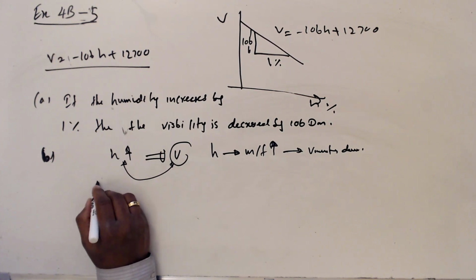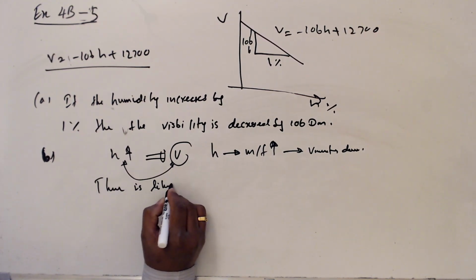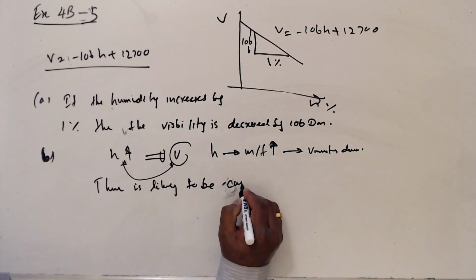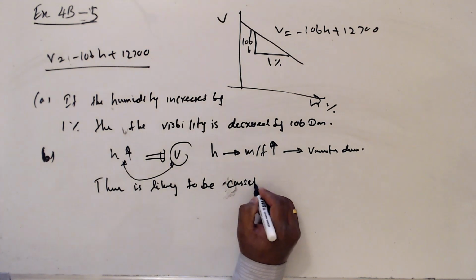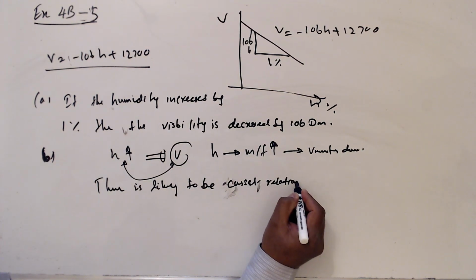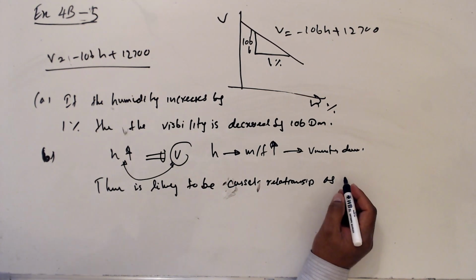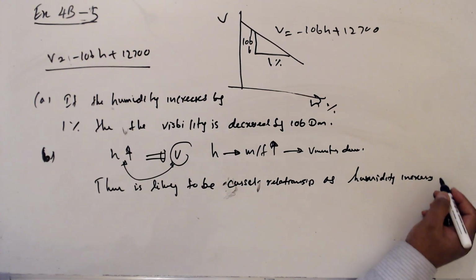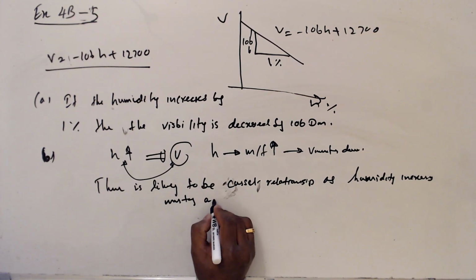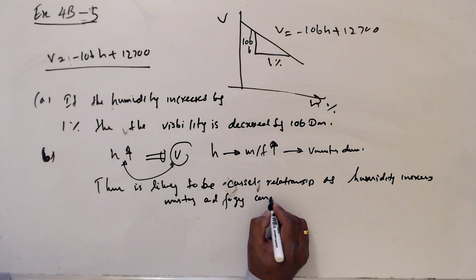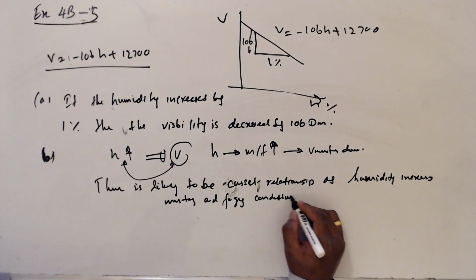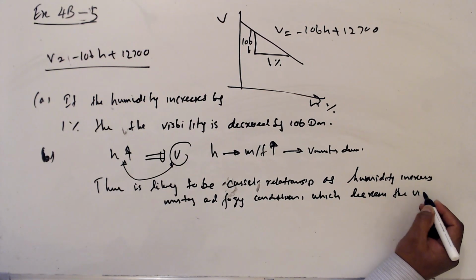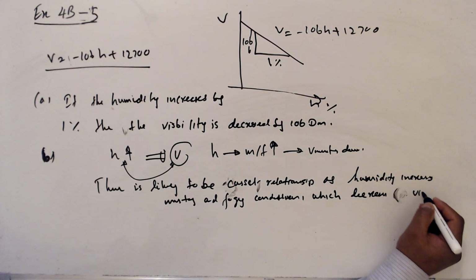Hence, there is likely to be a causal relationship, as humidity increases, misty and foggy conditions increase, which decreases the visibility.